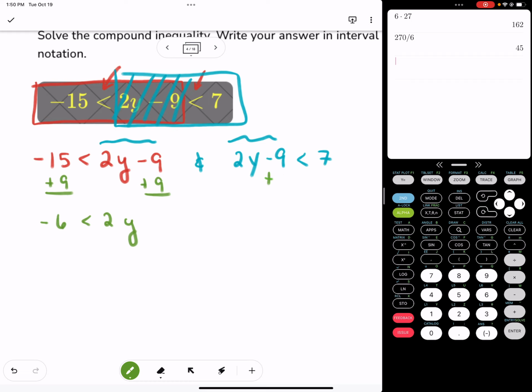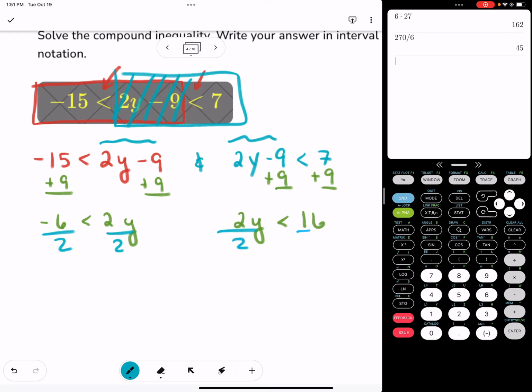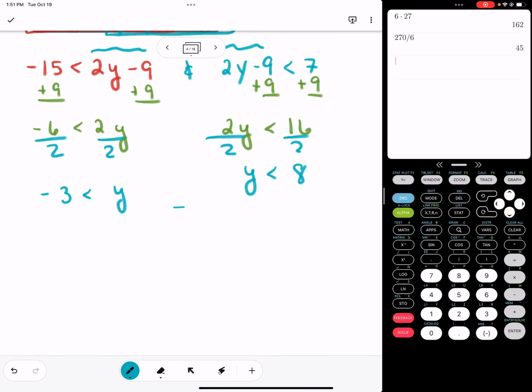I'm going to do the same thing over here. I like to do my steps synchronously. And then lastly, I'm going to divide by 2 on both problems. So I do the same process, but I get different results. I divide by a positive, and therefore I don't have to flip my inequality.